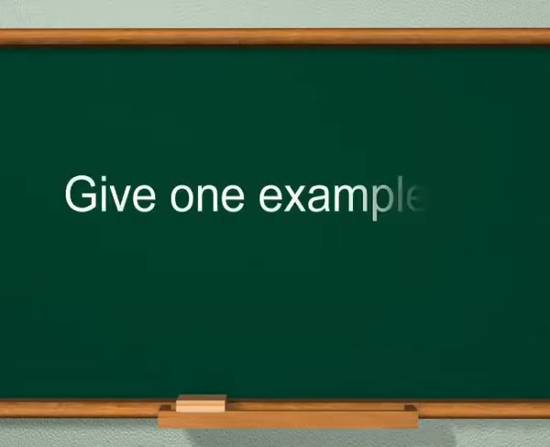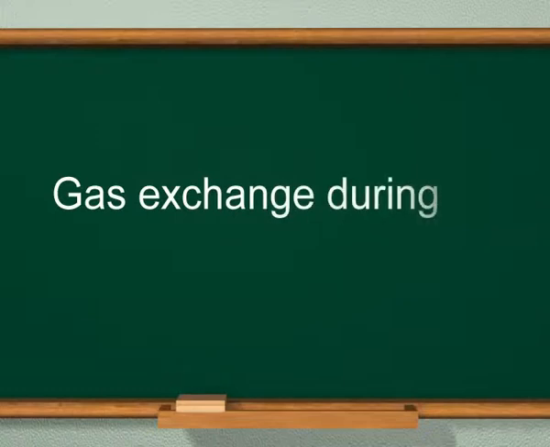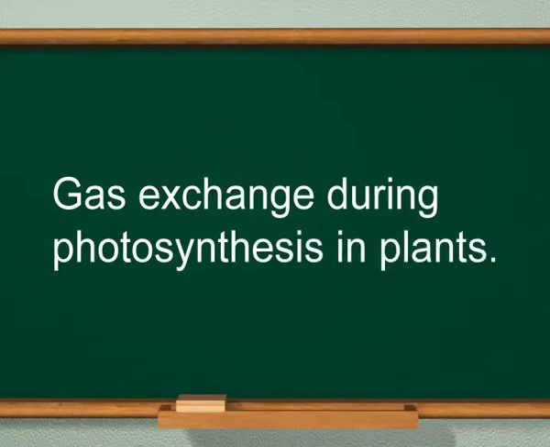Next question. Give one example of diffusion. Answer. Example of diffusion is gas exchange during photosynthesis in plants. During photosynthesis, carbon dioxide enters the leaf and oxygen leaves the leaf through stomata by the process of diffusion.